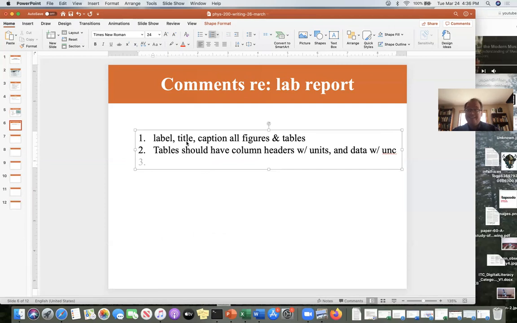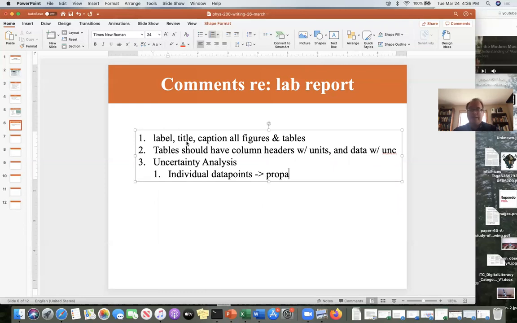Number three, and this is the big one, many people either didn't have or didn't have a great uncertainty analysis. Now, there are a couple ways to do this. If you have individual data points, then you can do a propagation of error. I know you did this in Physics 126 and Physics 127. It's also in your Physics 126, 127 lab manual. If you all say that you don't know it, I'll be happy to put up a discussion of how to do propagation of error.